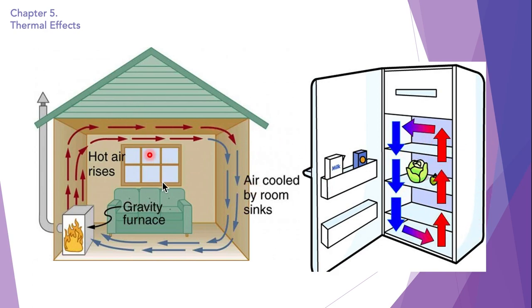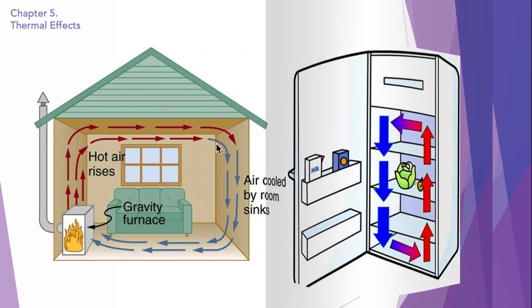The second example is room heating. So we have a fireplace over here. So warm air rising from this fireplace, or convector heater or radiator, whatever it may be, carries thermal energy all around the room, though unfortunately the coolest air is always around your feet. So this is another example of convection current.